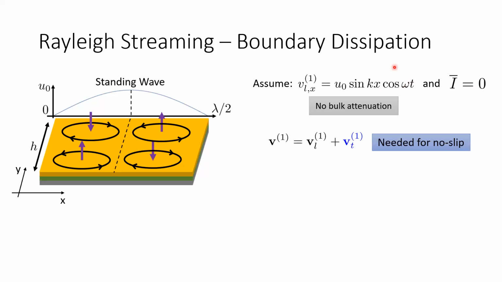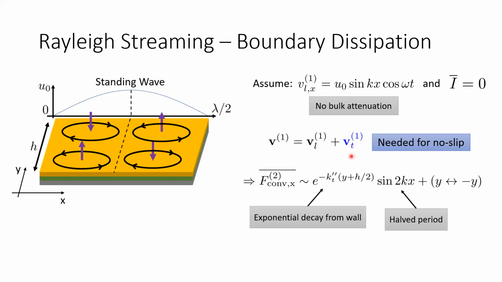Now, of course, this longitudinal standing wave ansatz has no y dependence, and in particular doesn't vanish on the walls of my device. So you're going to need a transverse component of velocity to account for the no-slip condition. And so you add this to satisfy the boundary conditions. And then you go and run the same game of evaluating the convective force, time averaging, and again, you get something that is non-zero.